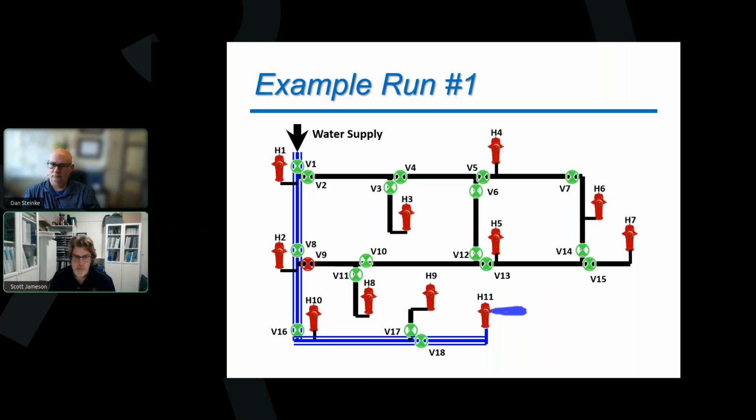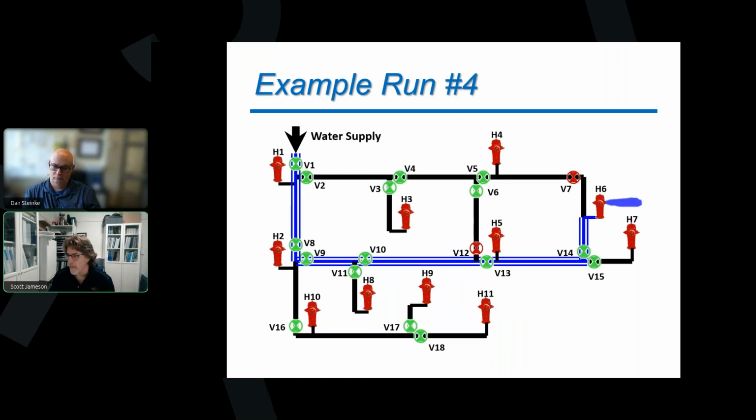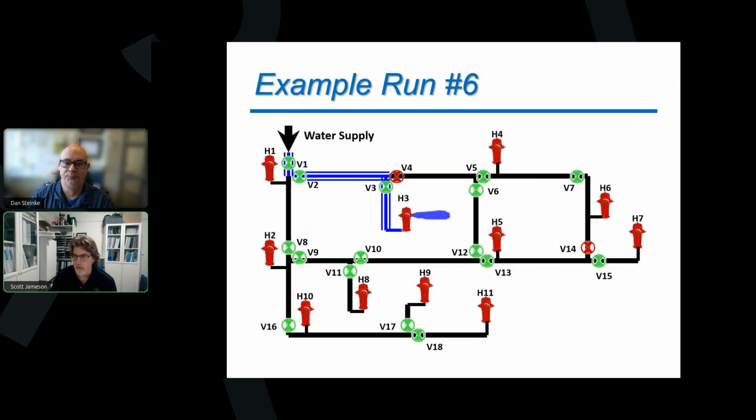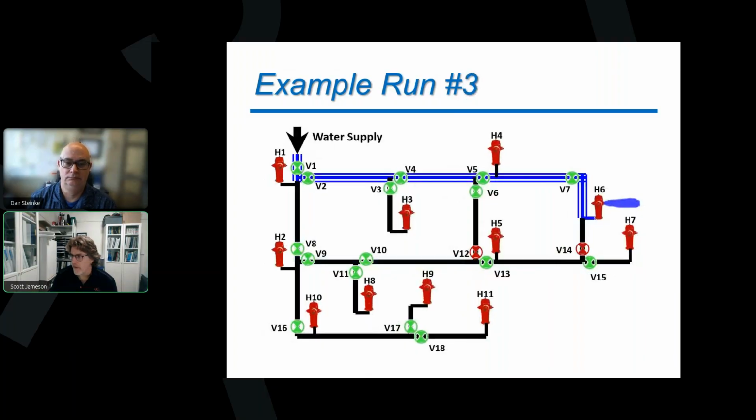Also, sorry, I'm trying to find which flushing run I'm looking at. I know I'm jumping around here. But if you look at your map and it looks like the water has to take a very circuitous route to get somewhere, that's also one you're going to look at.